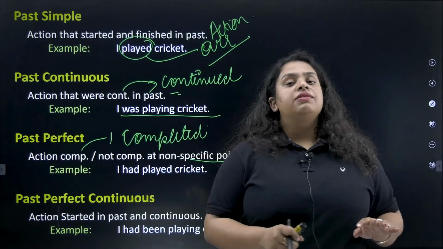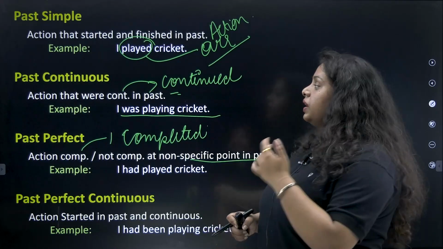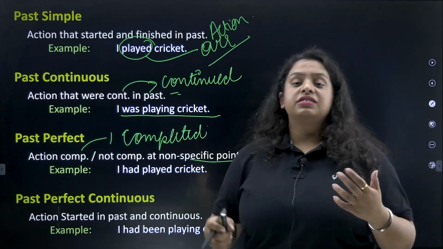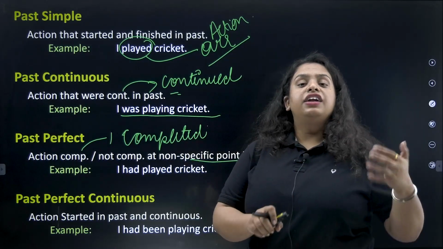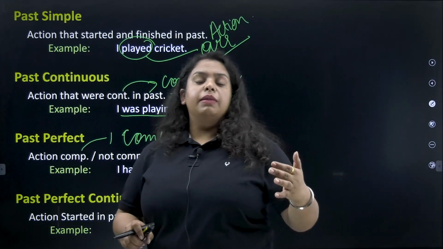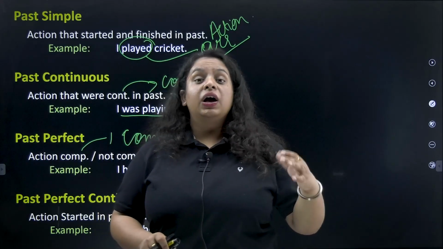Whereas in the past continuous tense, we are going to look into the action, or frame it as if the actions were being continued in the past, कि हम उन actions के बारे में बात करते हैं जो पहले भी हो रहे थे.